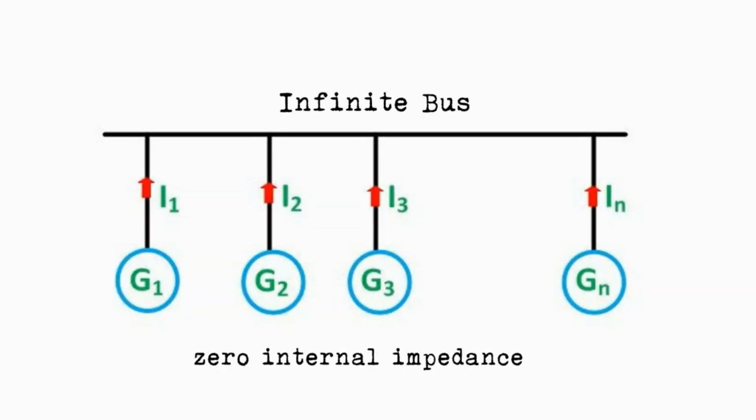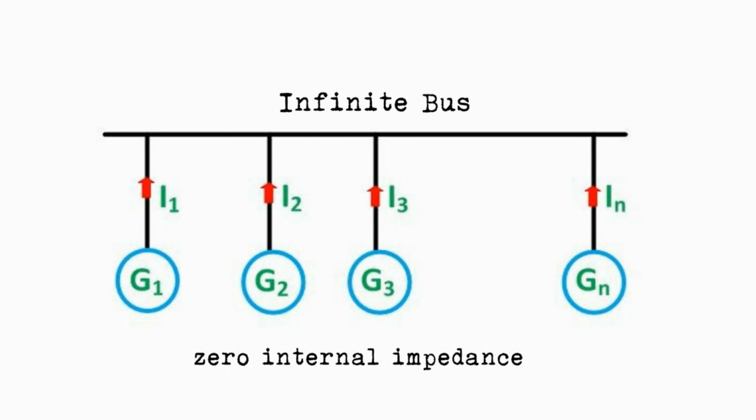We can now understand what an infinite bus is. It has zero internal impedance. Change the load, the voltage will not change. It's connected to a system which is forcing it to be stable, giving constant voltage. You saw in the synchronous generator, we have two things: the voltage and frequency. This will resolve the voltage issue.